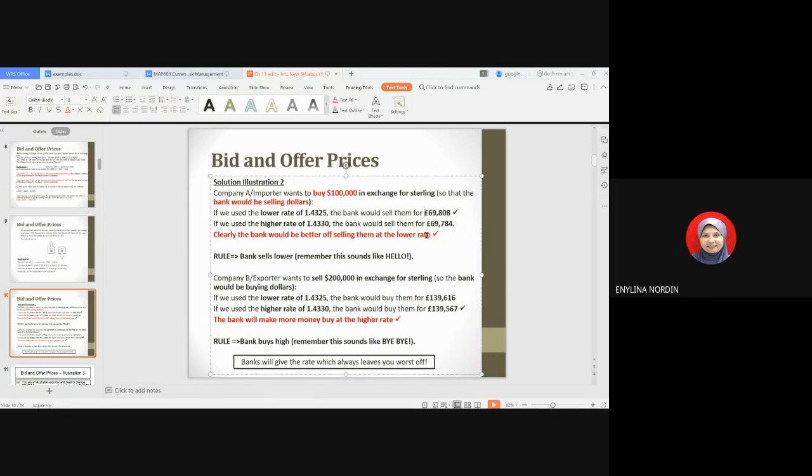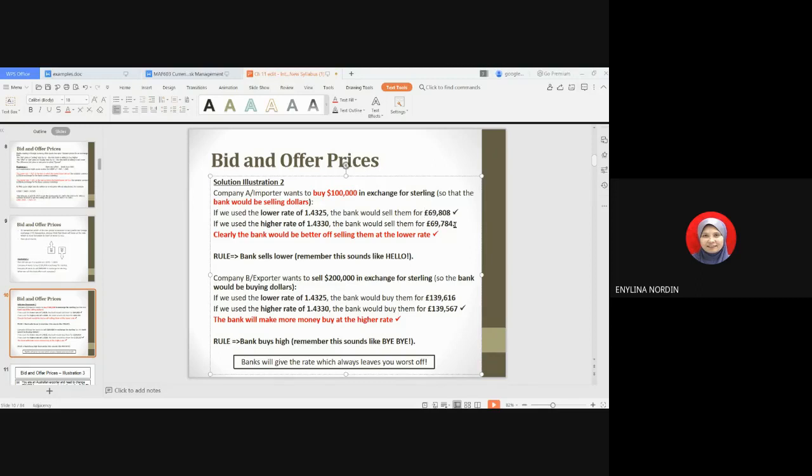69,808 pounds. So that means this is the amount the bank will receive from the company. The bank will receive 69,808. If the bank uses the higher rate, you can see 1.4330, that means the bank will receive 69,784 pounds only. The company will bring this pound to the bank in order to get the dollar.